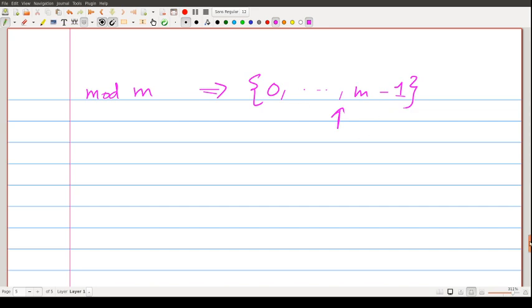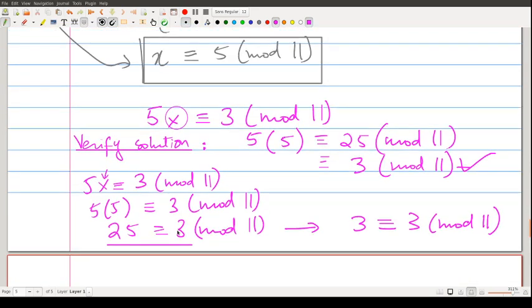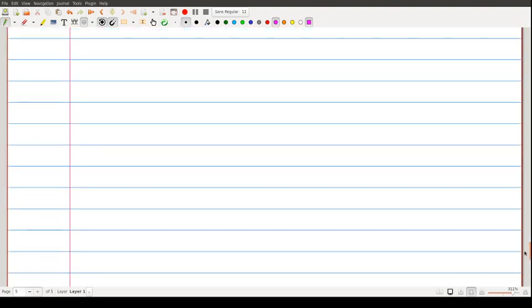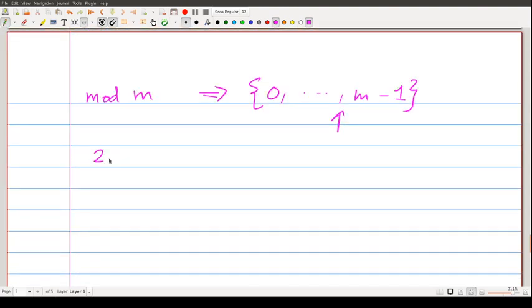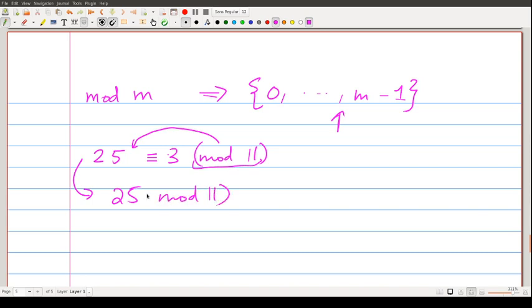The convention is to write mod 11 on one side. When you write 25 congruent to 3 mod 11, we just write it on one side, but the implication is that both sides are mod 11. So this is the same as saying 25 mod 11 is congruent to 3 mod 11. We don't write it on both sides because it's understood that both sides are working in mod 11.